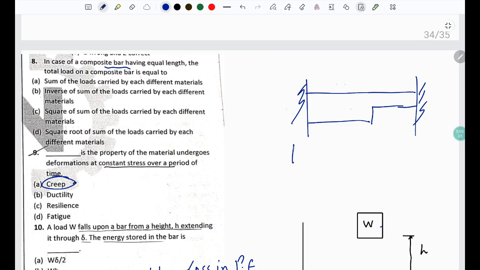Yeah, that is correct. If P is the load acting on the whole body or a composite body, they will deform as a single unit, and the total load share will be P1 plus P2, where P1 and P2 are the individual loads between them because they are rigidly joined and have equal initial lengths. Okay, so A is correct.